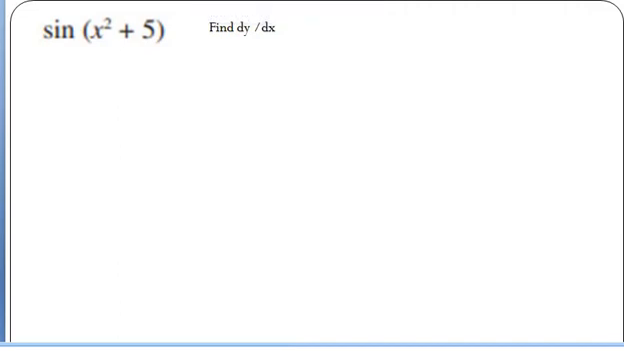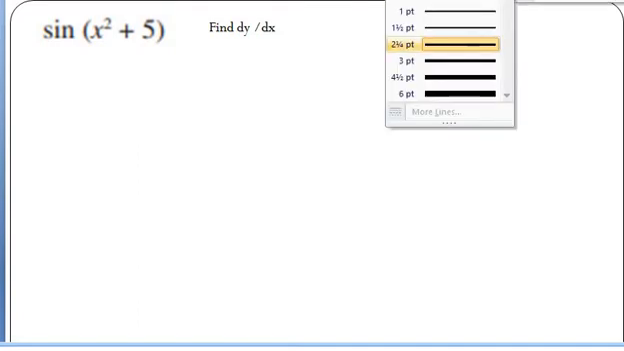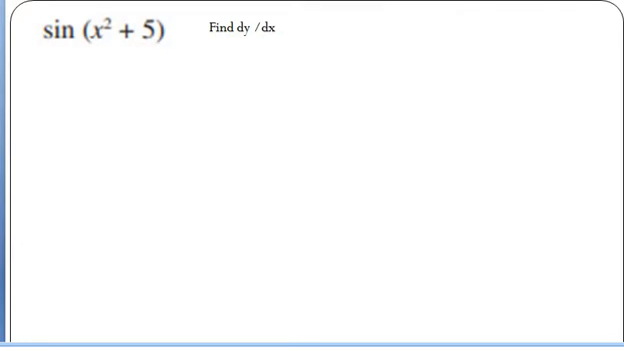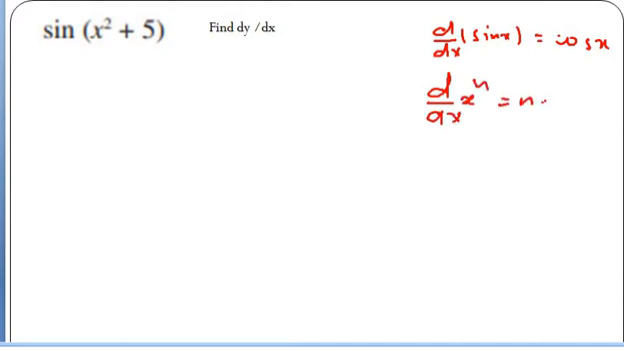Find dy by dx, or sometimes we write f dash of x. The question is sin of x square plus 5. For this we know, if I write d by dx of sin x, the formula will be cos x. If I write differentiation of x raised to power n, that will be n x raised to power n minus 1. Similarly, differentiation of any constant value will be 0. So using these formulas we will solve this question, differentiation of sin of x square plus 5.